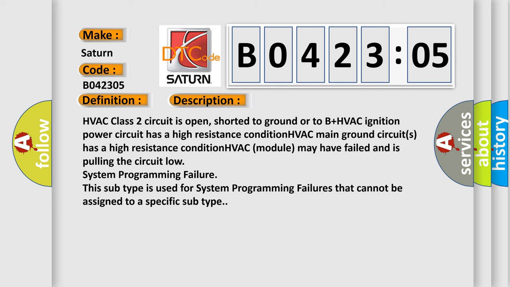HVAC Class 2 circuit is open, shorted to ground or to B+. HVAC ignition power circuit has a high resistance condition. HVAC main ground circuits has a high resistance condition. HVAC module may have failed and is pulling the circuit low. System programming failure. This subtype is used for system programming failures that cannot be assigned to a specific subtype.